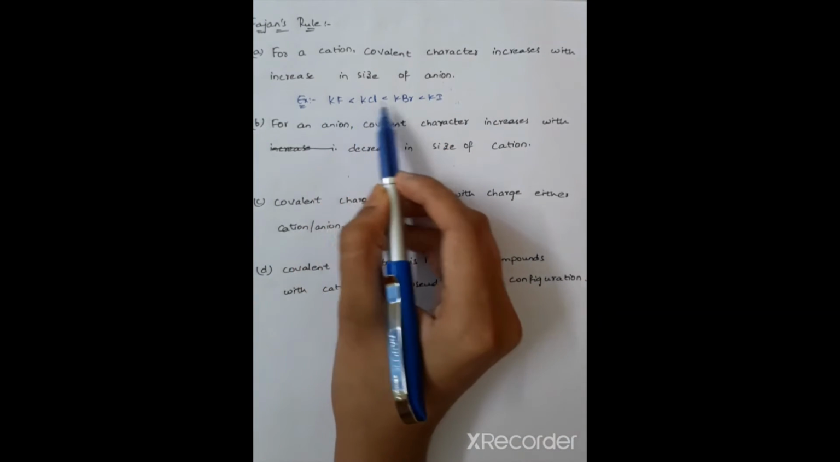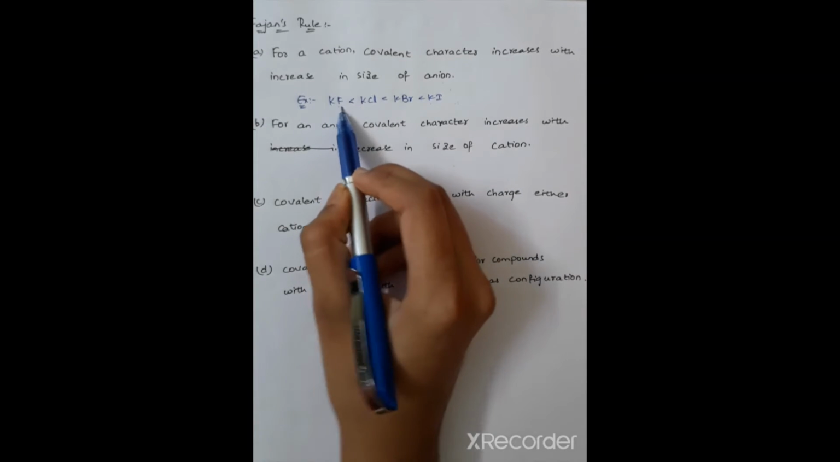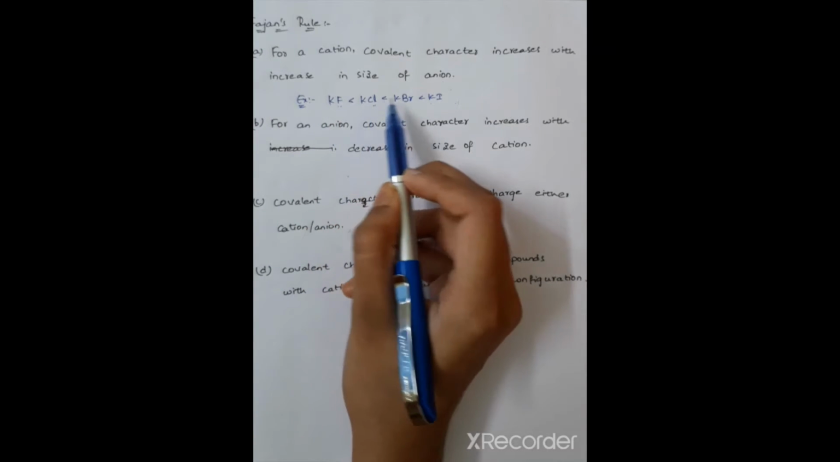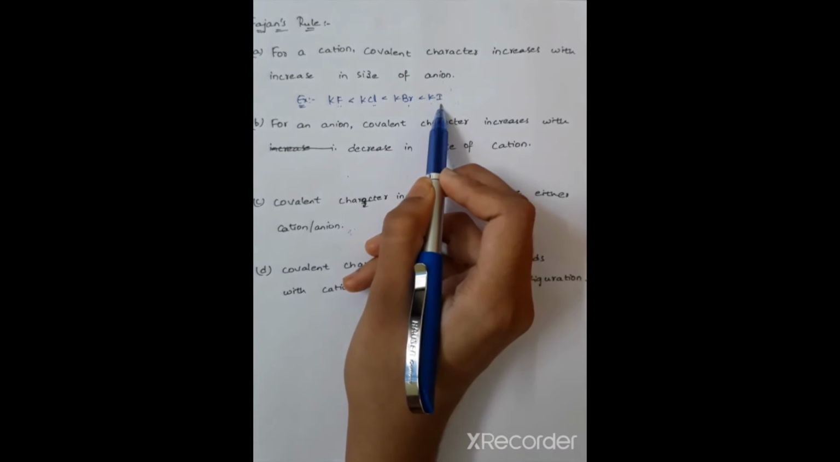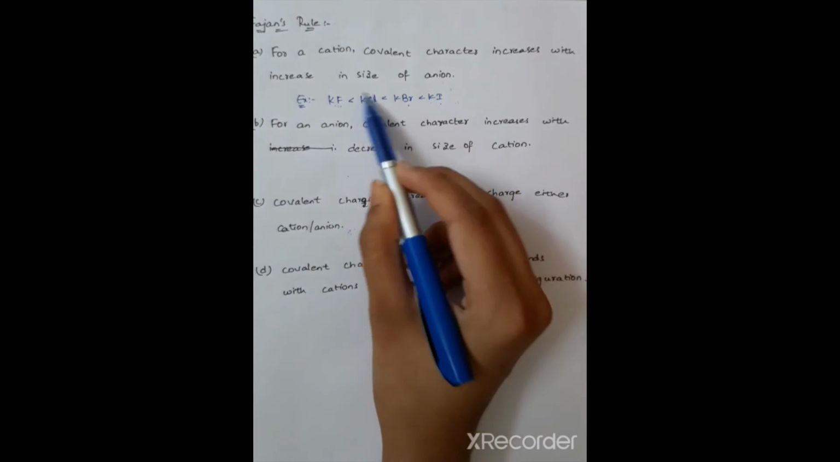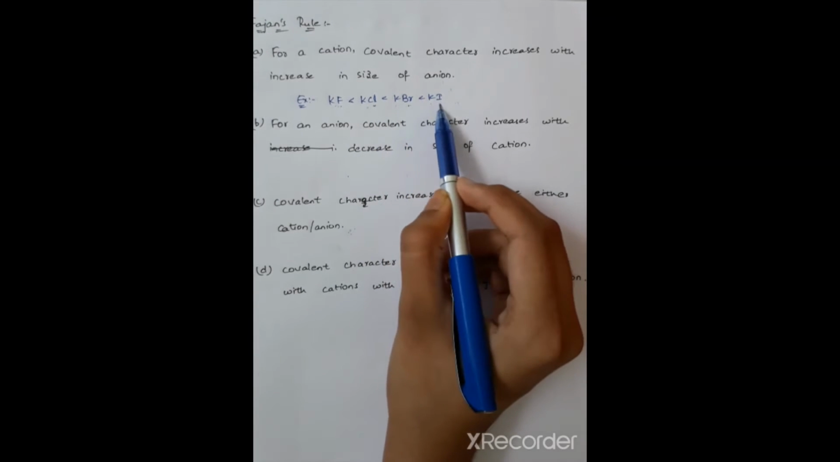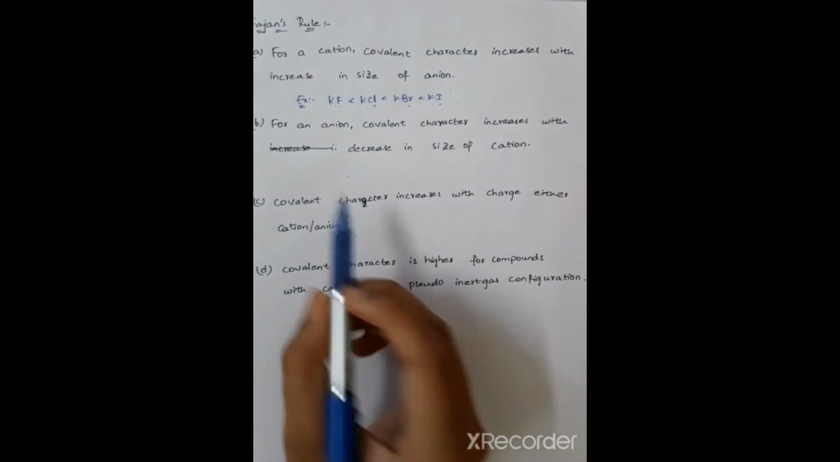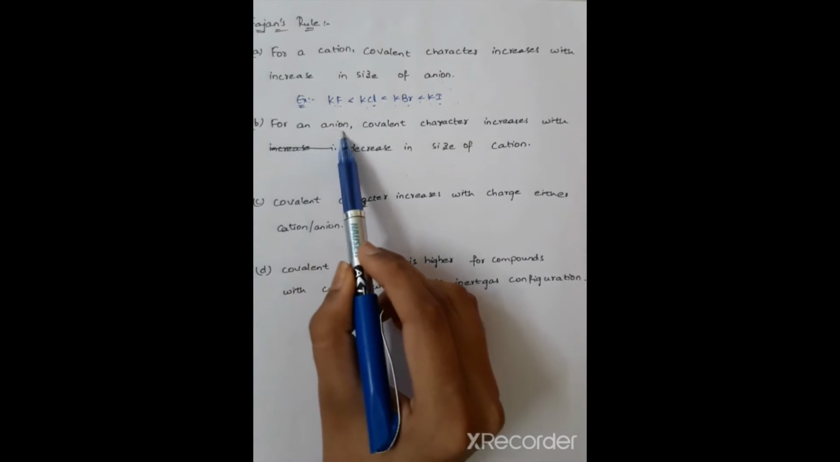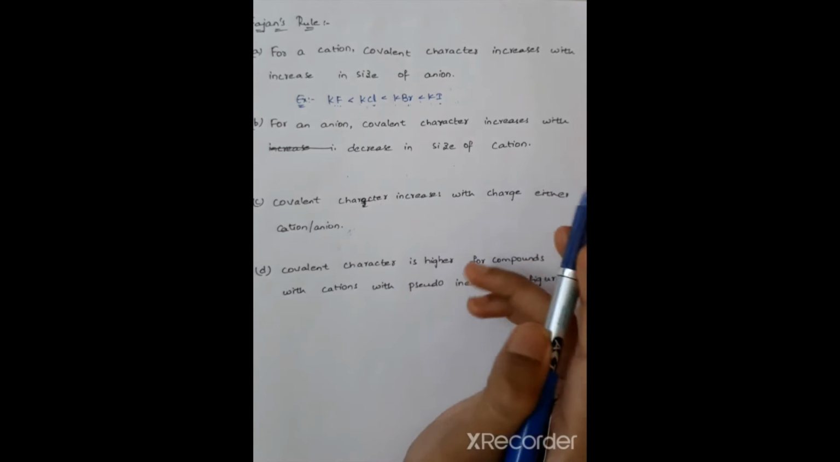So here the cation is fixed, but the anion is changing. Fluorine's size is less than chlorine, which is less than bromine, which is less than iodine. So KF is less covalent than KCl, which is less covalent than KBr, which is less covalent than KI, according to Fajan's rule.